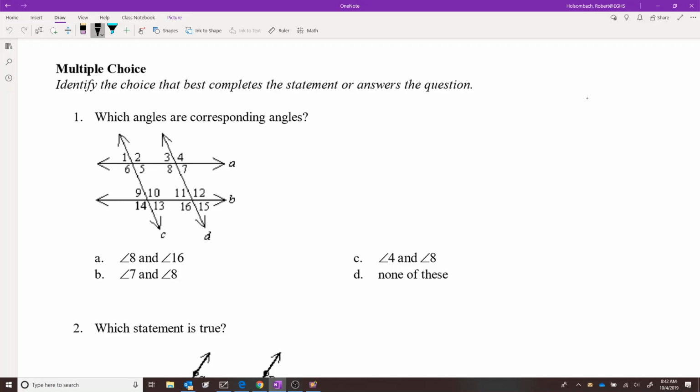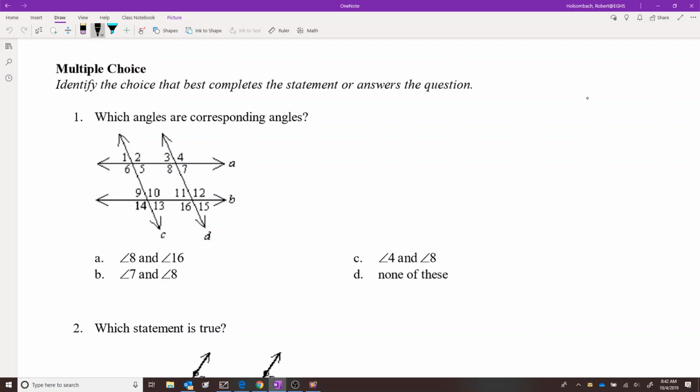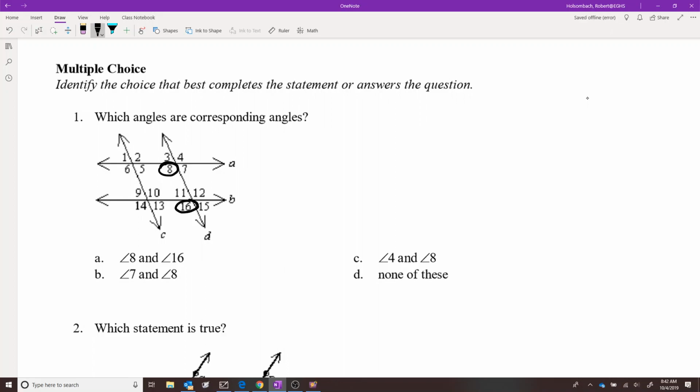So, corresponding. All right. 8 and 16. Let's see. There's 8 and there's 16. All right, so that's a possibility. 7 and 8, that's no. 4 and 8, no, those are vertical angles. And it's not none of these.